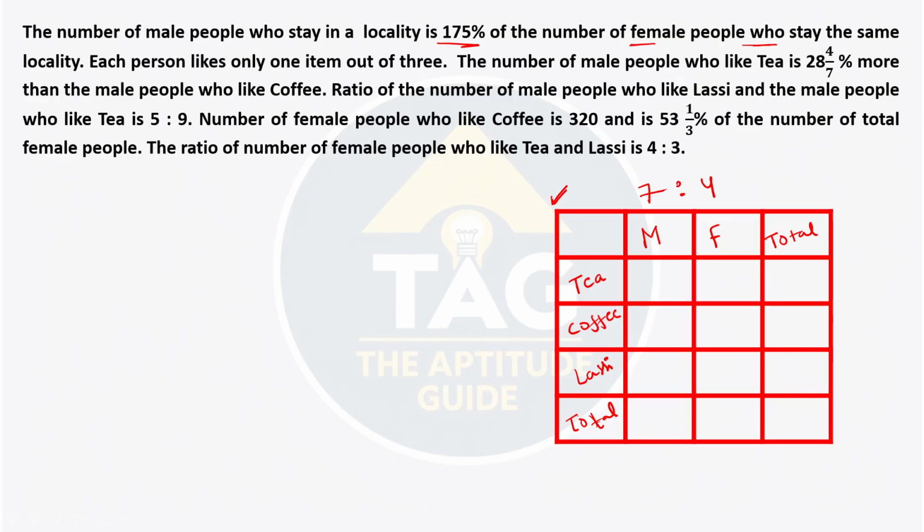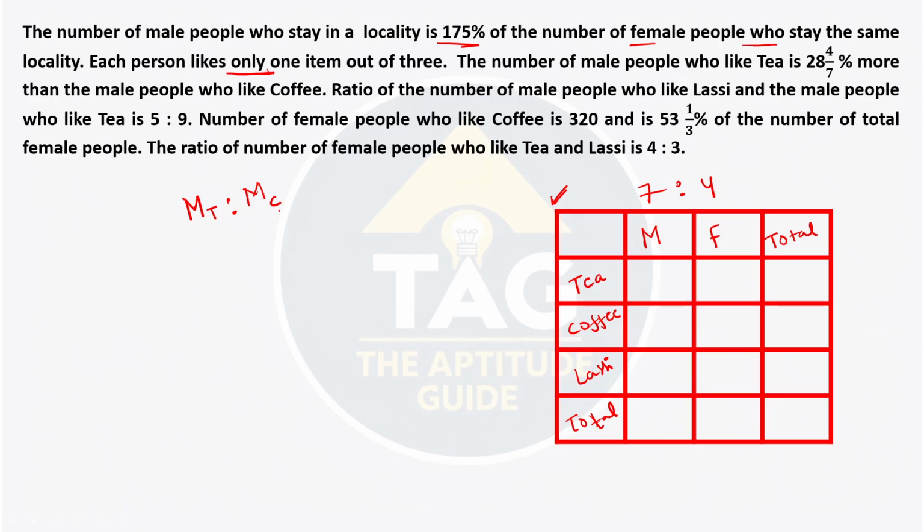Each person likes at least one item out of the three. Each person likes only one item out of the three. Yes, I'd like to correct myself. It's not at least, it's only. Each person likes only one item out of the three. Number of male people who like tea is 28 4 by 7 percentage more than male people who like coffee. So, number of male people who like tea, number of male people who like coffee. Let us try to find the ratio between these two.